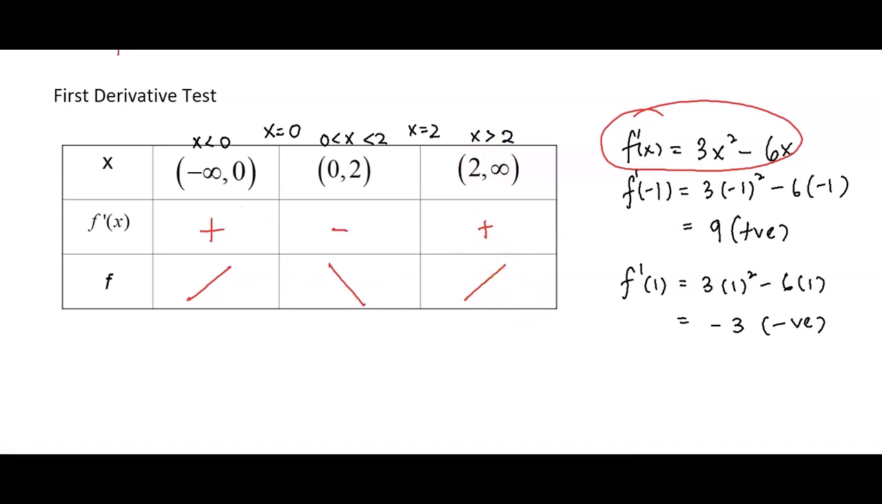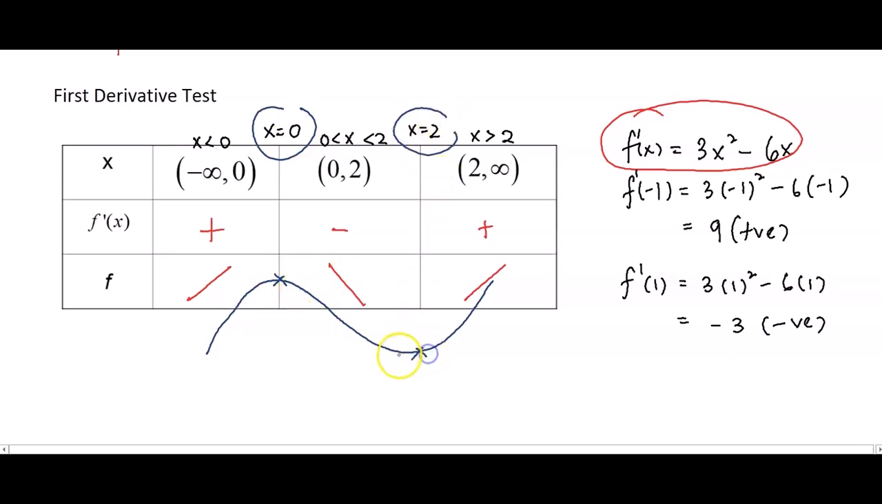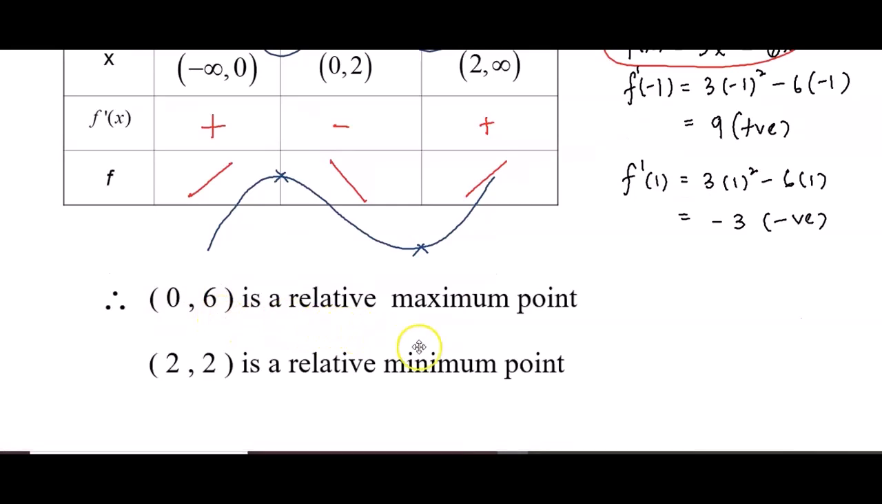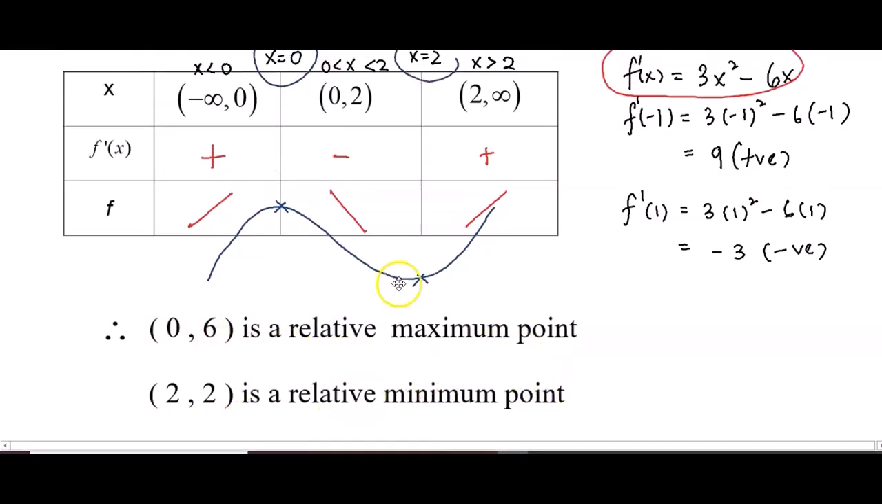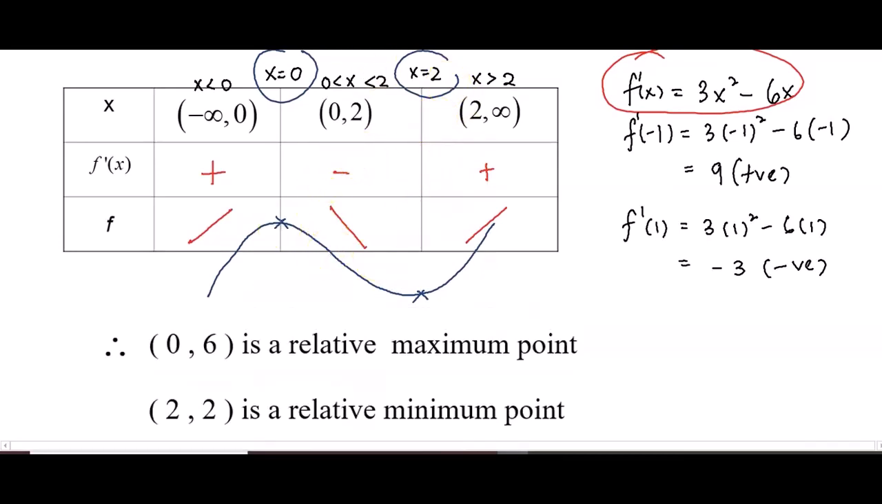When you imagine the shape of the graph as increase, decrease, and then increase, the shape of the graph is like this. It means that at x equals 0 you have a local maximum, and at x equals 2 you have a local minimum point. So now you can make your conclusion: (0, 6) is a relative maximum point, and (2, 2) is a relative minimum, by looking at the table.